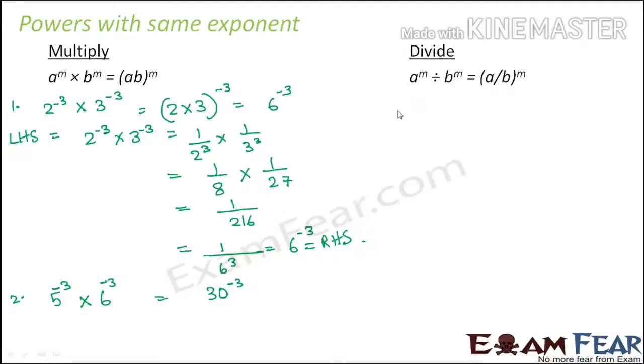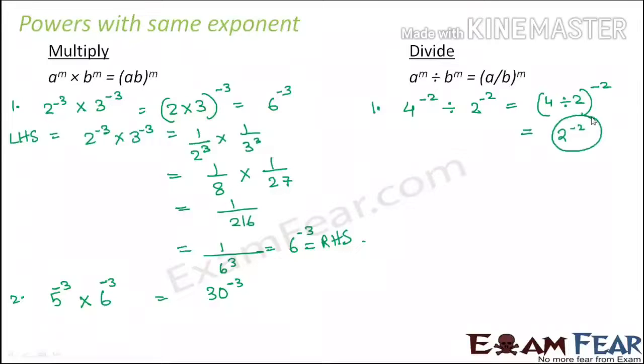Now let's look at division. So if you have something like 4^-2 divided by 2^-2, this would be equal to (4 divided by 2)^-2. So 4 divided by 2 is 2. So 2^-2 would be the result. Let's try a few more. Let's say you have 15^-6 divided by 17^-6. So this can be written as (15 by 17)^-6.